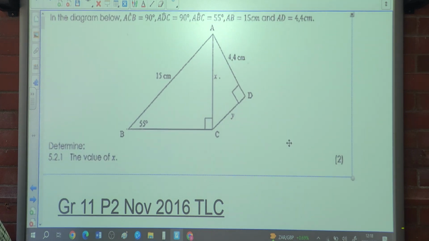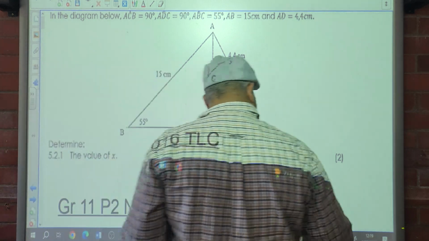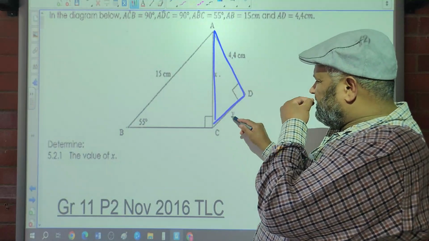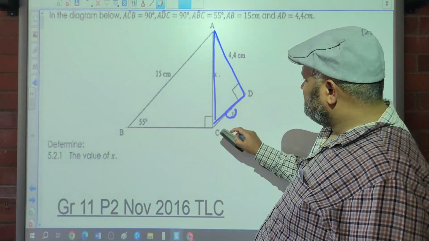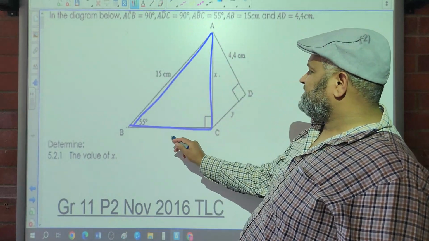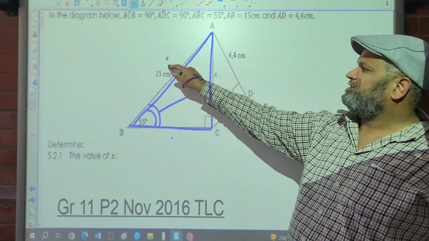So here we are told that in the diagram below, ACB is 90 degrees, ADC is 90 degrees, ABC is 55, AB is 15, and AD is 4.4. Determine x. Now you see x lies in two triangles, not so? But we show it in the Y in pursuit of calculating x. We have no angles there. However, in this triangle here, we don't have BC, but we've got the angle. So this is what to the angle? Your opposite. And this is your hypotenuse.